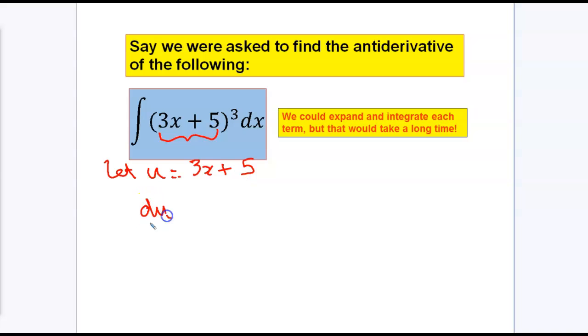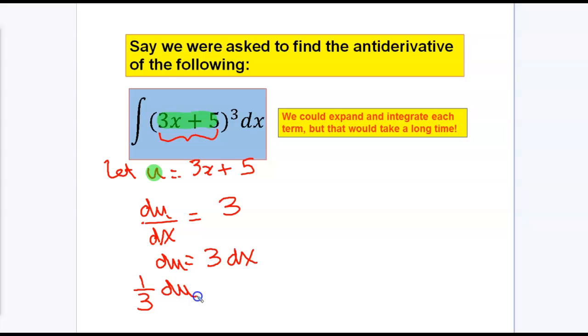Now I'm going to take the derivative of u with respect to x, and that derivative is actually 3. I'm just taking the derivative of 3x plus 5. Now I'm going to move the dx up to the other side, and I get du equals 3dx. So now I'm going to make a substitution back into my original question. In place of 3x plus 5, I'm going to put in a u. And I need to get rid of this dx, so I have to get dx by itself. To get dx by itself, I have to divide by 3. So in place of dx, I'm going to put 1/3 du.